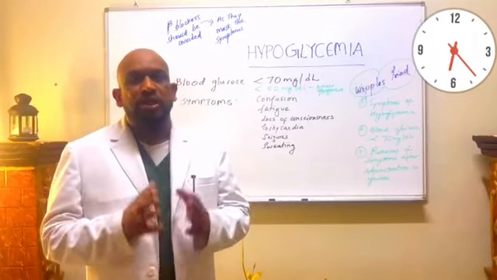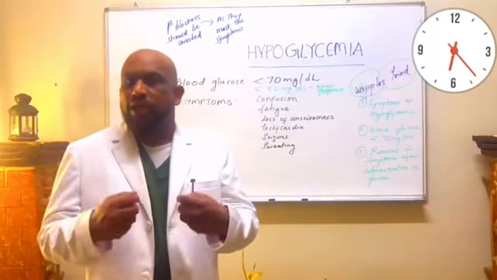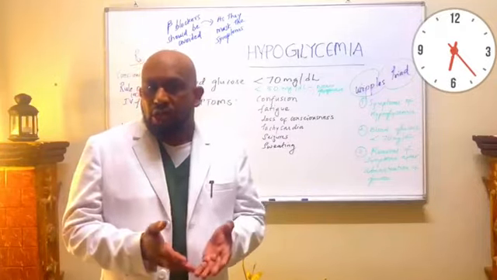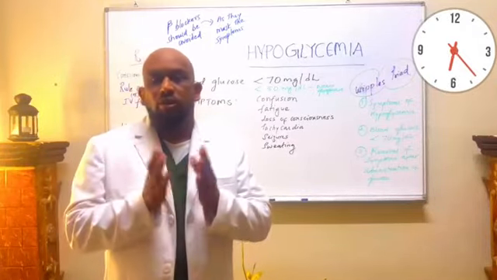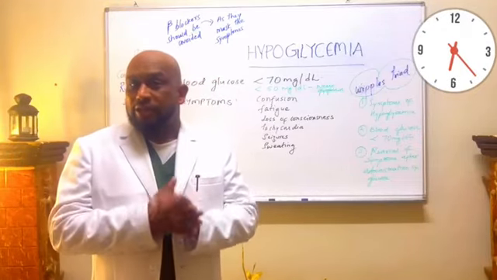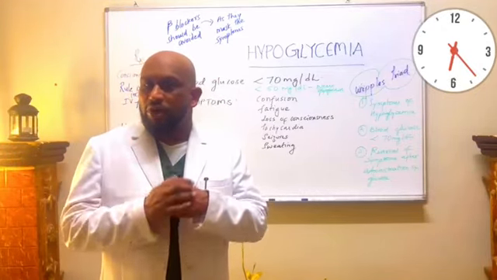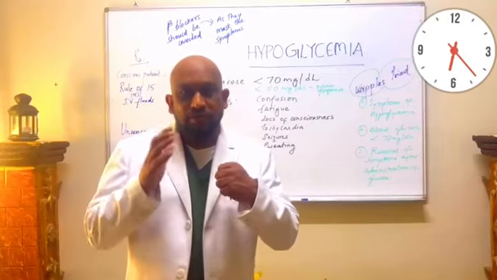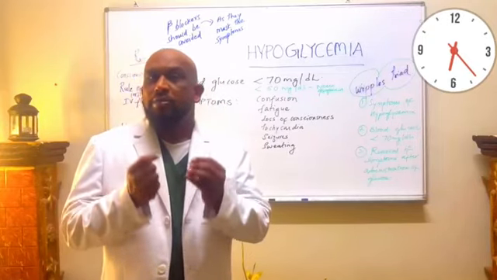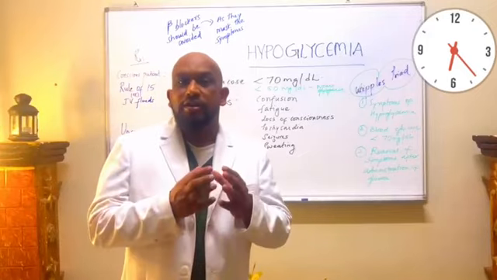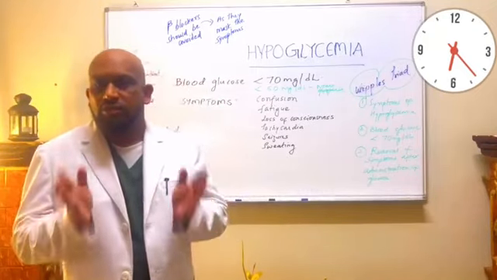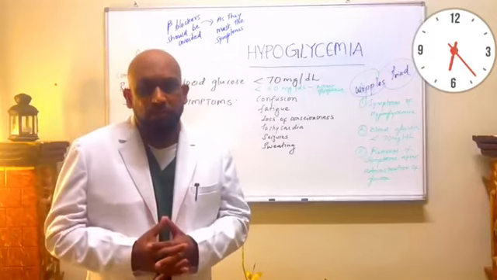Second, if the patient is unconscious, then definitely we cannot give him orally. So what should we do? Give him IV dextrose, IV fluids, 25% or 50% depending on the availability in your hospital. And if the nurse cannot get IV access, and if it is difficult to get an IV access, then we can give 1 milligram glucagon intramuscularly or subcutaneously. So this is the alternative treatment for the management of hypoglycemia.